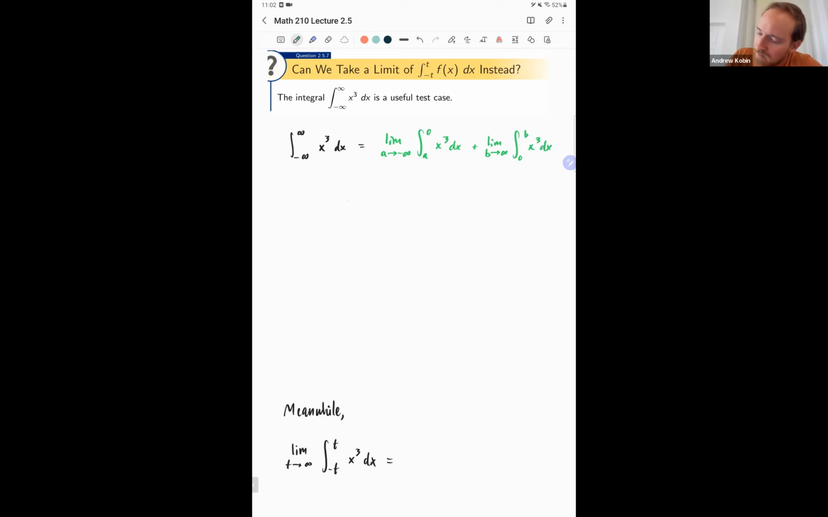And let's see what happens to this function as we integrate. So a is approaching negative infinity. This becomes x to the 4th over 4, evaluated from a to 0.